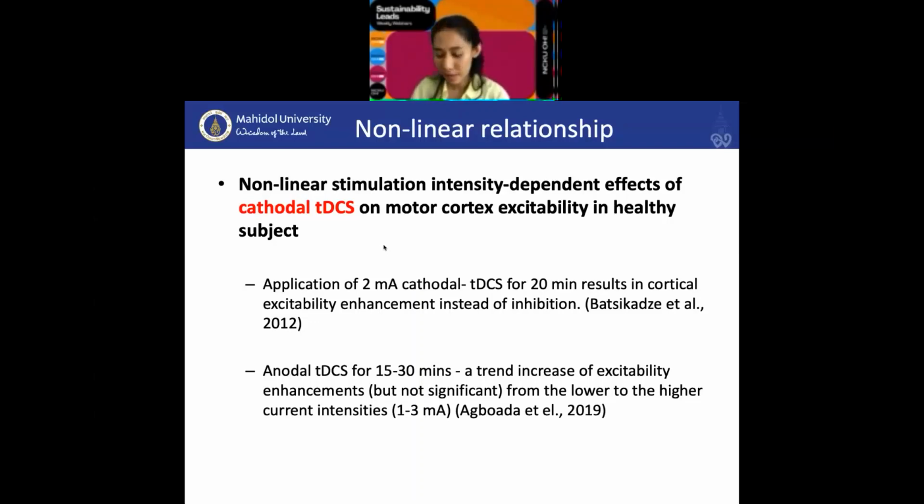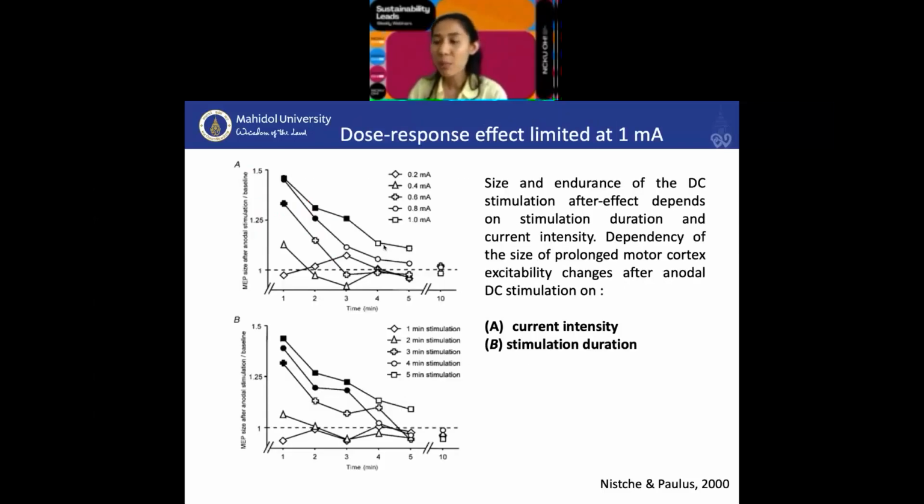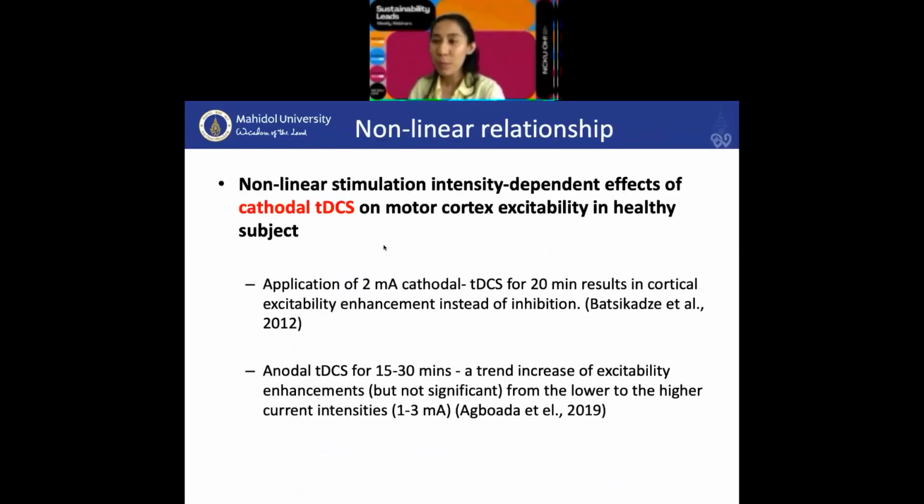So this study, as I told you, Nitsch and Paulus, is the pioneer study, the first to investigate the effect of tDCS. But the people that I cite here are from Nitsch's laboratory too.